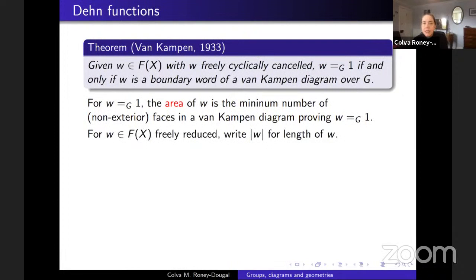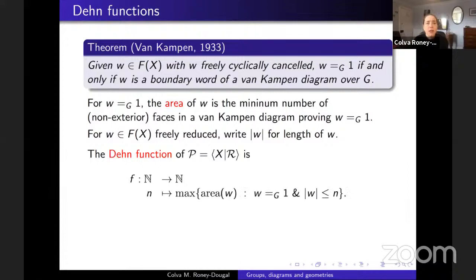The length of the word is just the number of letters, but I take it down to a freely reduced form before talking about its length. Then the Dehn function, named after Max Dehn, of a presentation. It's a function that goes from the natural numbers to the natural numbers, and we send each number to the largest area of a word that is equal to the identity and has length at most the n that we started with. So we'll send 1 to the largest possible area of a word that's equal to the identity and has length at most 1. Typically that's going to be 0 because normally single elements are not going to be equal to the identity.